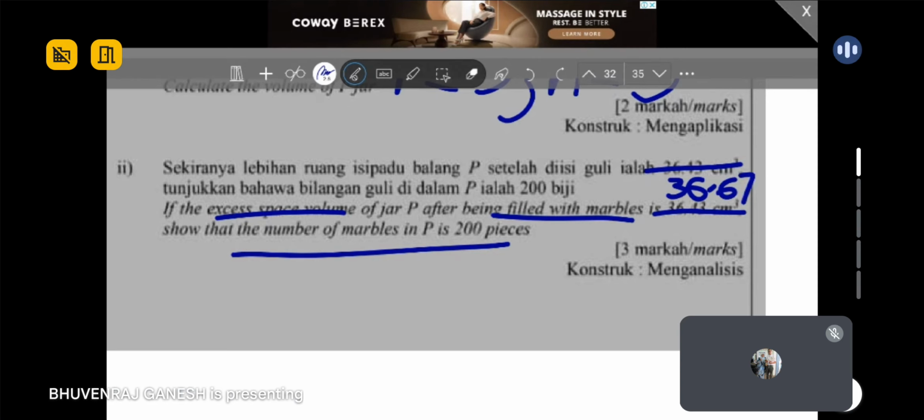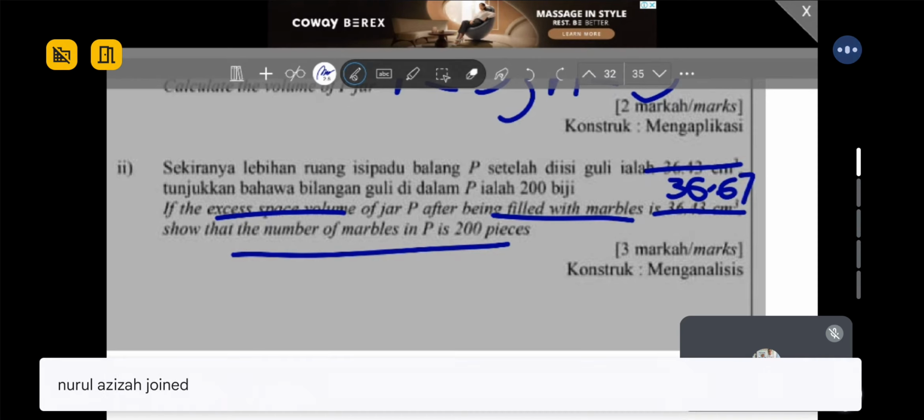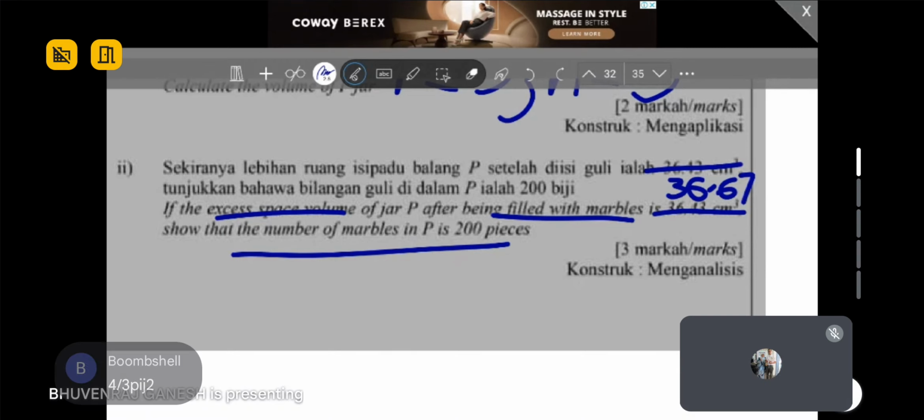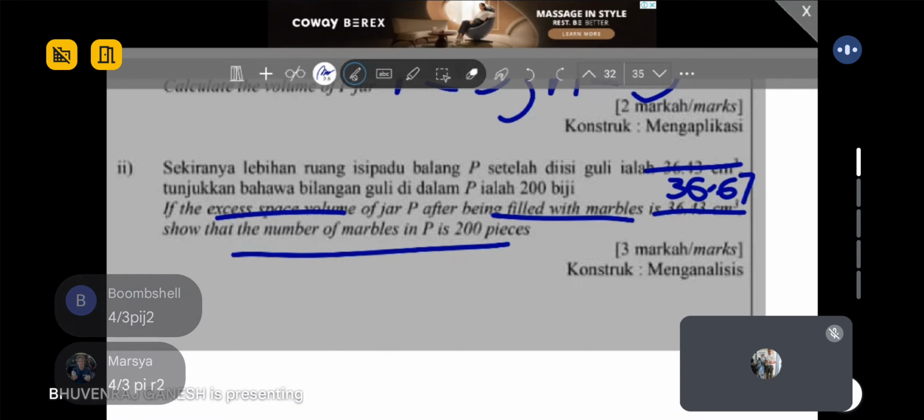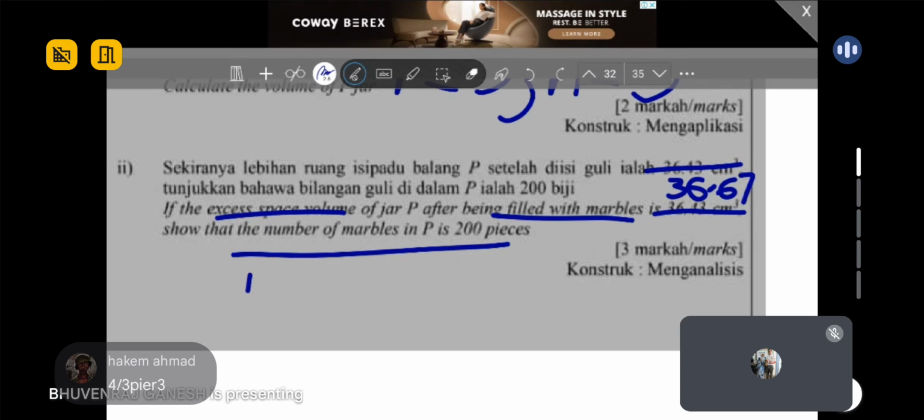Anyone? Volume of sphere. Isi padu sfera. Apa rumus dia? Come on. Jangan hujung mana-mana kalau boleh. Salah. Guys, always I see you guys make this mistake. Selalu nampak silap macam ni. Jangan R kuasa 2, guys.